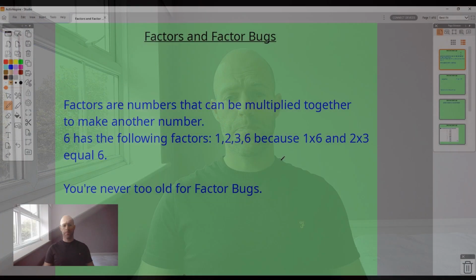To the revision series, mathematics again today. I'm going to be talking about factors and factor bugs today. If you've never seen a factor bug before, I'm actually glad because I get to show you them today. And it's a way that I find is the best way to remember what a factor is.